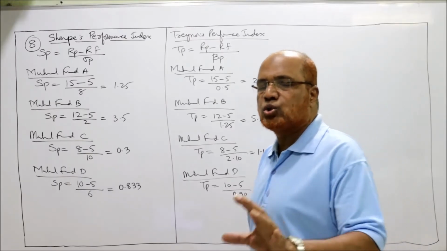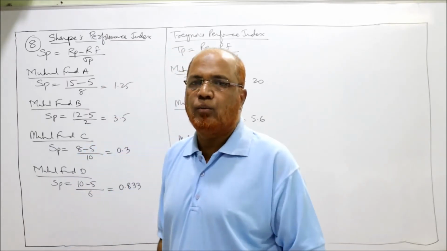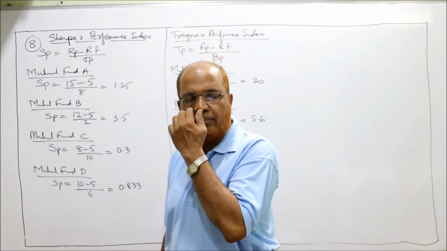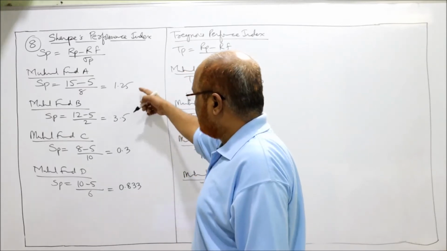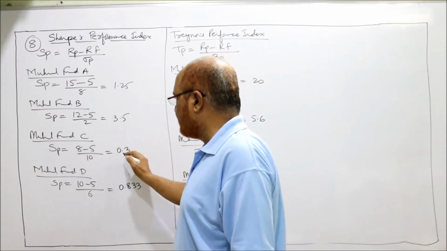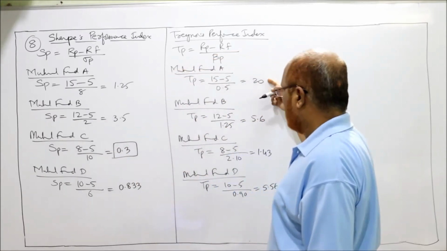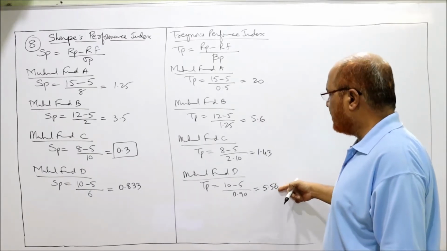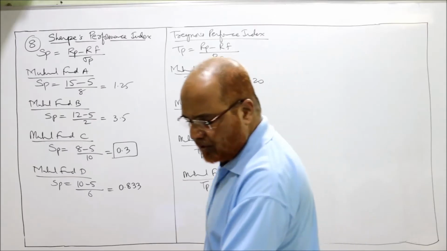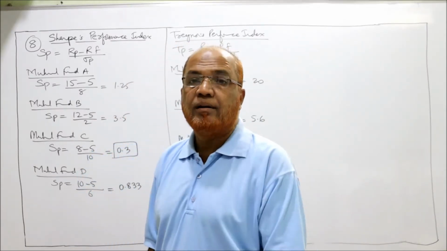Now he wants to dispose of any one fund, either A, B, C, D. Whichever fund has the lowest performance index, that fund will be disposed. So 1.25, 3.5, 0.3, 0.833. What is the lowest one? 0.3. Here 20, 5.6, 1.43, 5.56. Lowest is 1.43. We have selected the lowest index as per the Sharpe and as per the Trainer's.